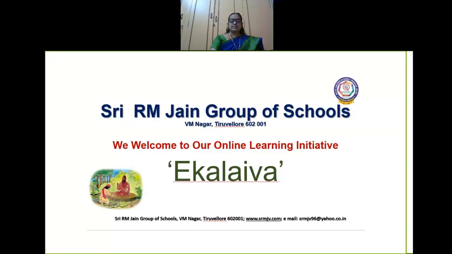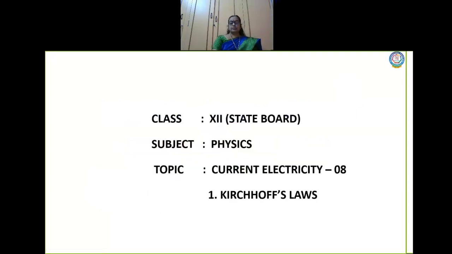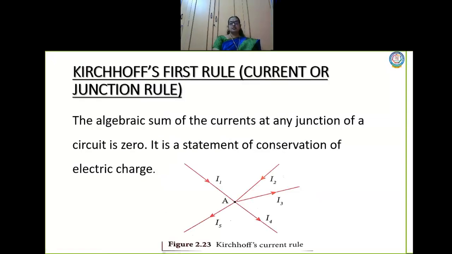We are going to discuss 2 laws. So today our topic is Kirchhoff's law. One is Kirchhoff's current law. The other one is Kirchhoff's voltage law. So let us start with Kirchhoff's current law. Now the current law, or otherwise you call it the junction rule. Okay, so first let us read the law.